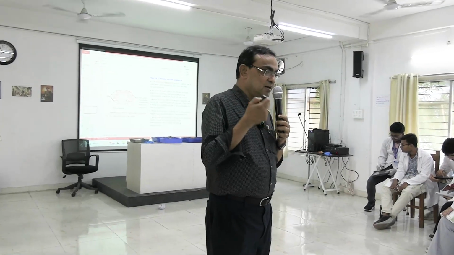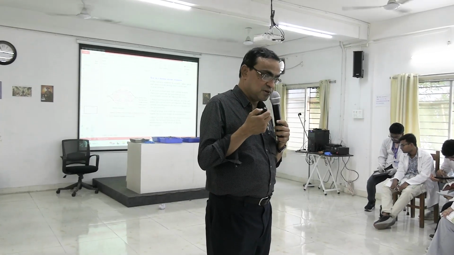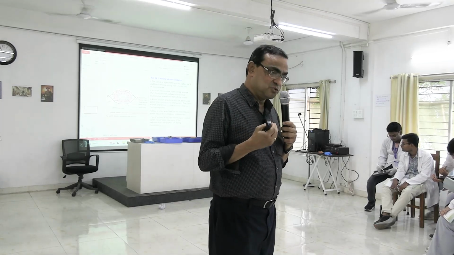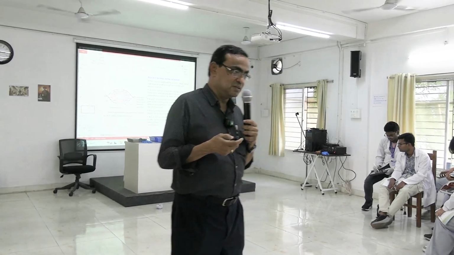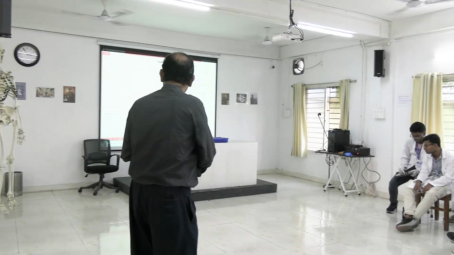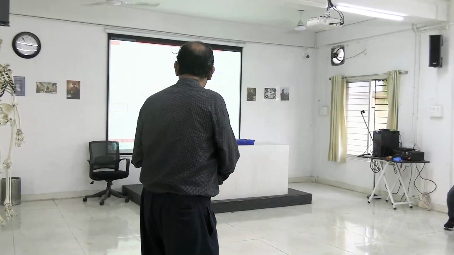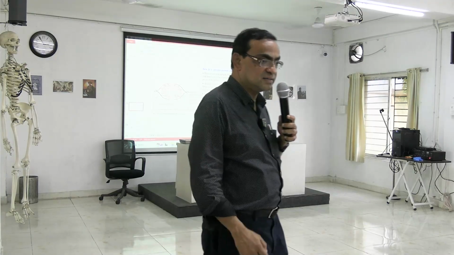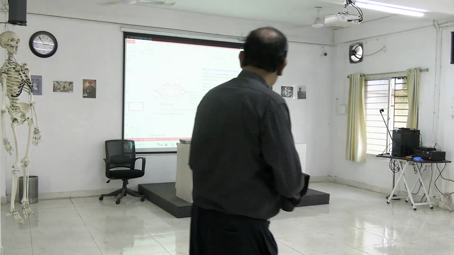I think you have already gone through the histology of the uterus. There is a basal zone and functional zone. Okay, the basal zone is supplied by these straight arteries, and the functional zone is supplied by these coiled arteries. Okay, leave it.